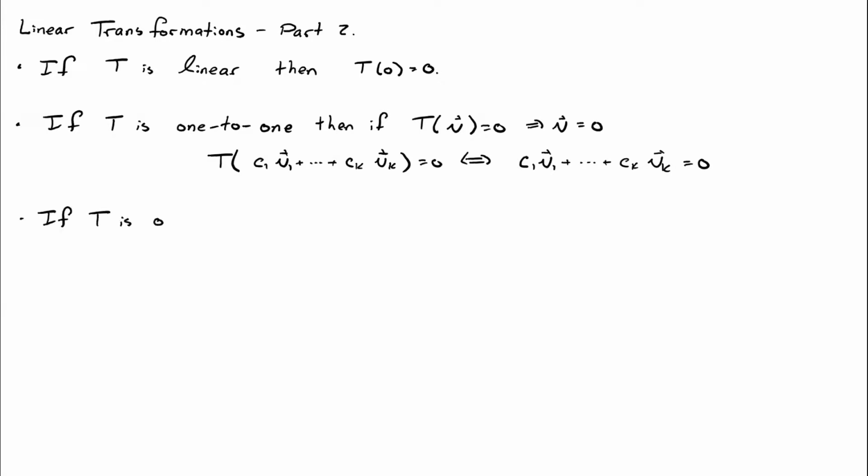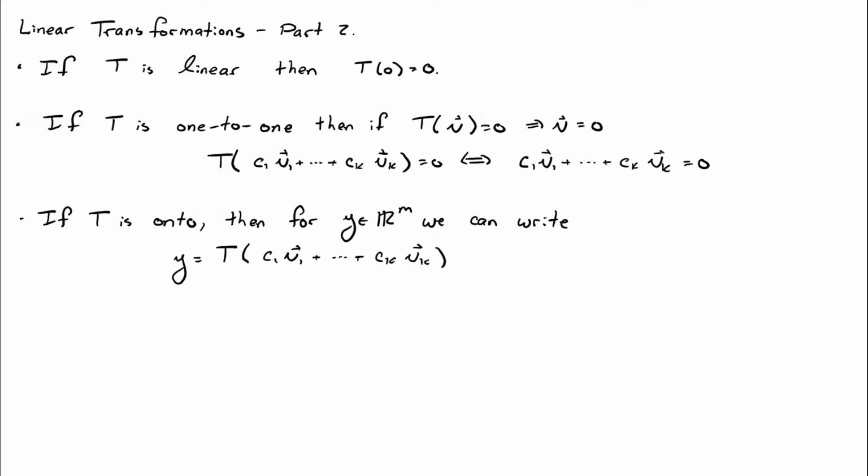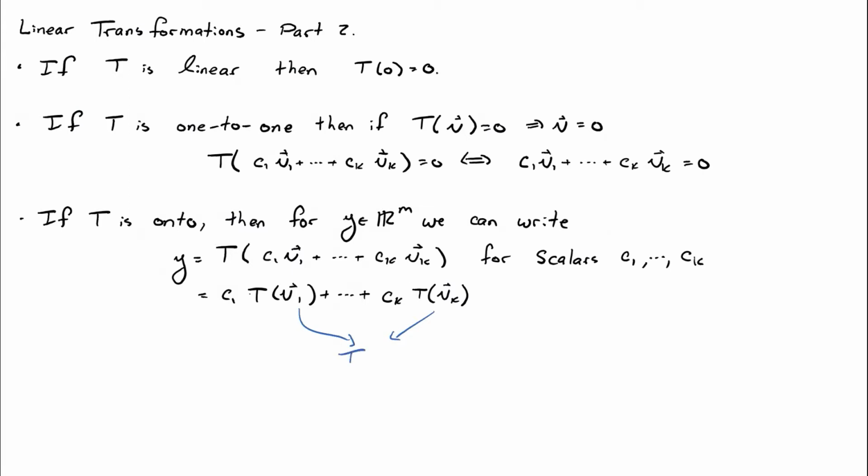On the other hand, if T is onto, then for any vector y in Rm, we can write T of c1 v1 plus ... plus ck vk equals y. Expand the left-hand side, we get c1 T of v1 plus ... plus ck T of vk equals y. In other words, T of v1 up to T of vk span Rm. This is exactly the same as the columns spanning Rm. Neither of these are full proofs, they're missing little details here and there. I recommend going through them, try to make these perfect.